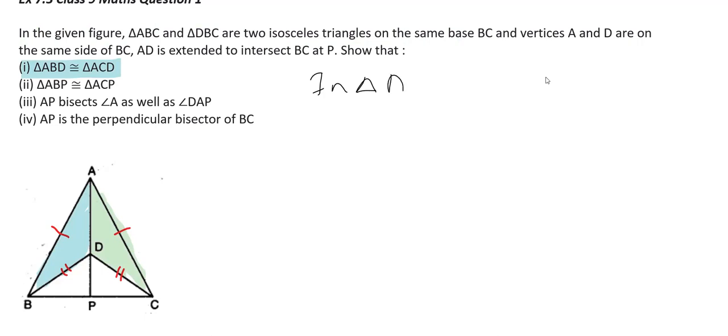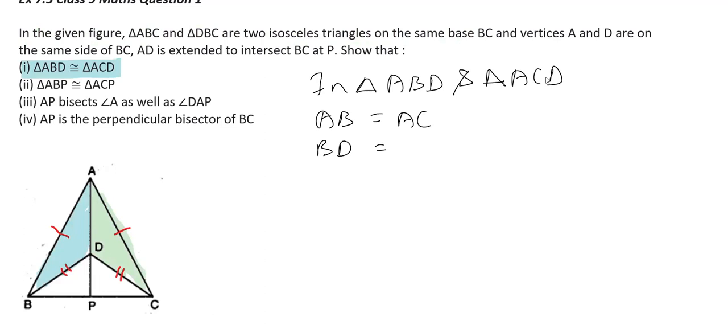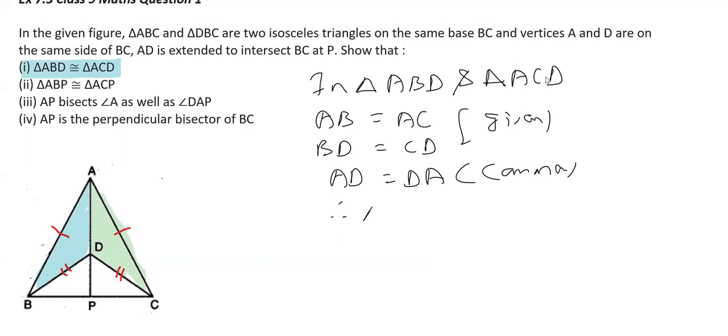Considering the triangle ABD and the other triangle ACD, we have AB is equal to AC and the length BD is equal to CD, and these two pieces of information were given in the question. Further, we know that AD and DA are common sides. So we write common. Therefore, triangle ABD will be congruent to triangle ACD, and clearly this is congruent by SSS.